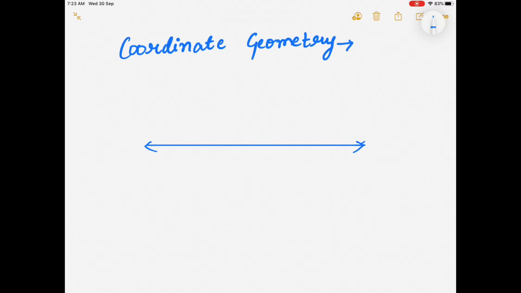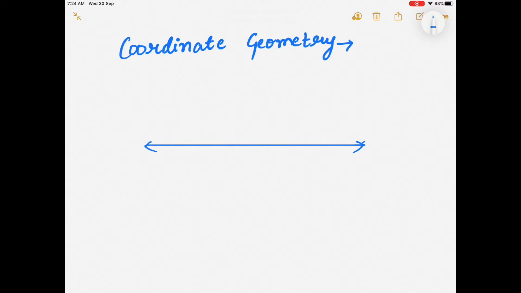Today in this video we are going to start our new chapter, that is coordinate geometry. What do you understand by coordinate geometry? Simply, coordinate geometry helps us to locate a point on a paper or to describe where an object is placed. As we have already studied how to locate a point on a number line.